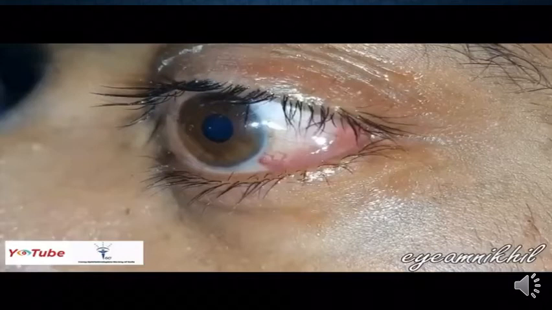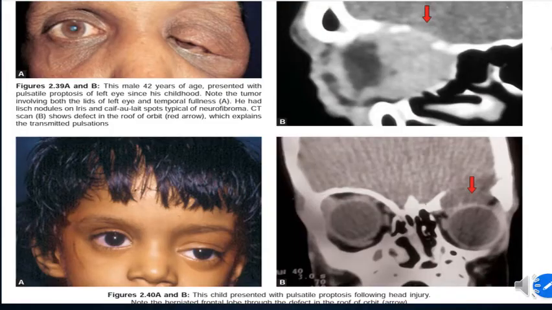Causes of vascular pulsations are: the first one is the carotico-cavernous fistula, meningioma, orbital varices, and aneurysms. The first picture is showing a case presented with pulsatile proptosis since his childhood. Note the tumor is involving both the upper lids of the left eye, and there is also a temporal fullness, and also lesion nodules which is suggestive of neurofibroma.